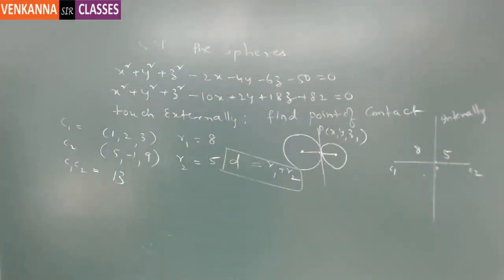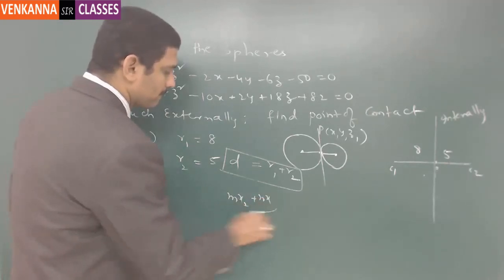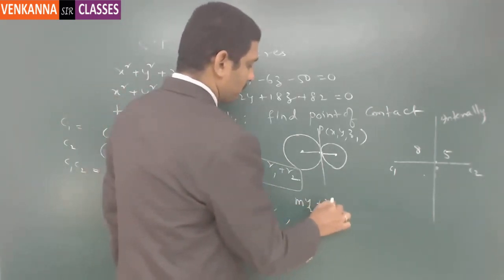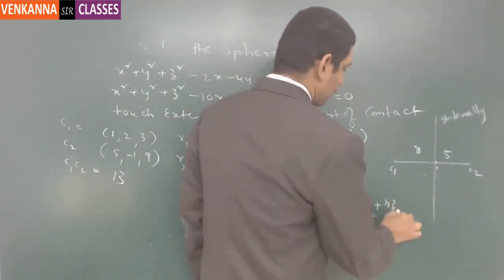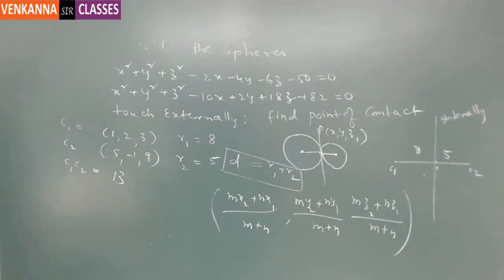Agreed? Say yes or no? So whenever you know a point divides a line segment internally, you have the formula. So could you recollect the formula for finding the point of contact?